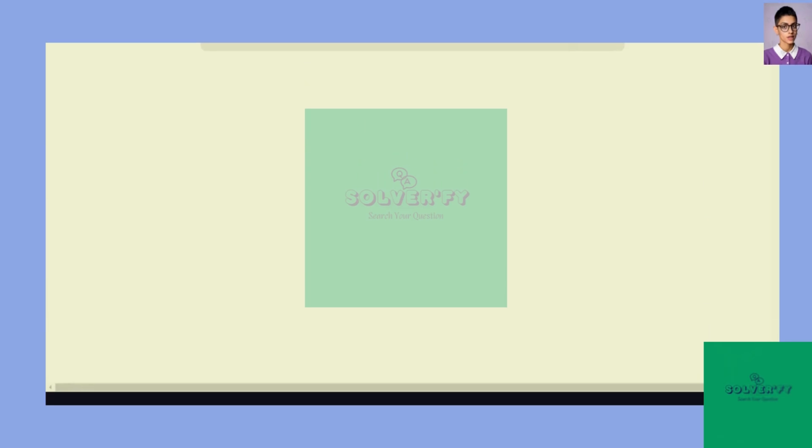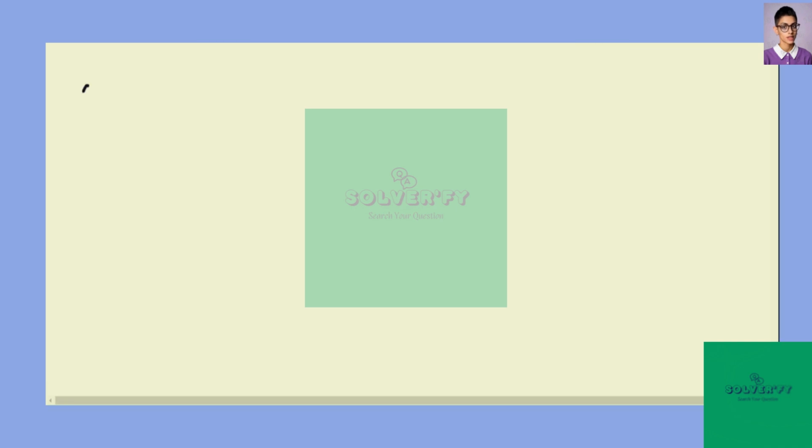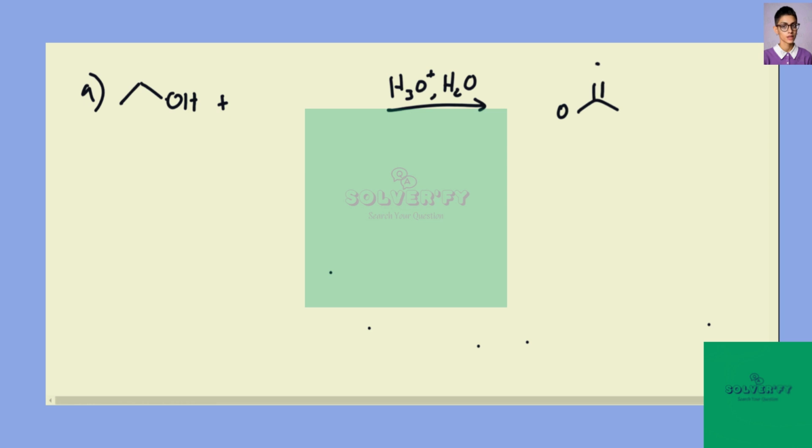All right, so this question gives us some organic products and asks us to fill in the missing ones. So for A, we have this ethanol right here, and it's added to something and reacted in the presence of acid and water to produce something that looks like this.